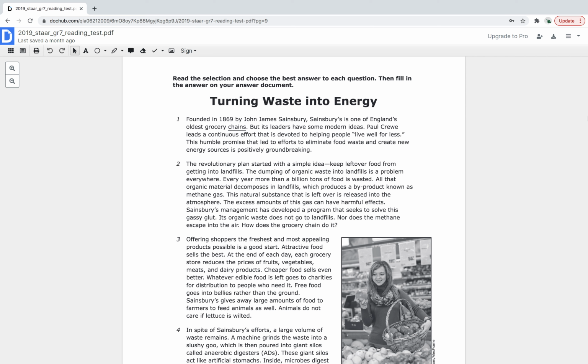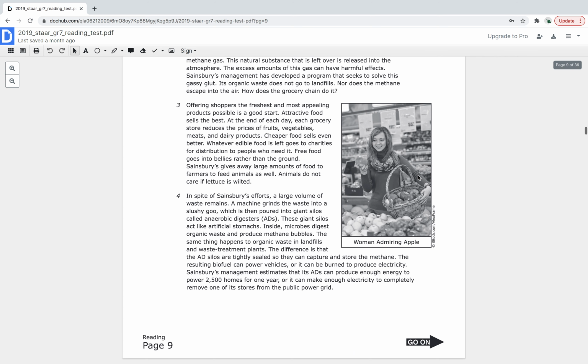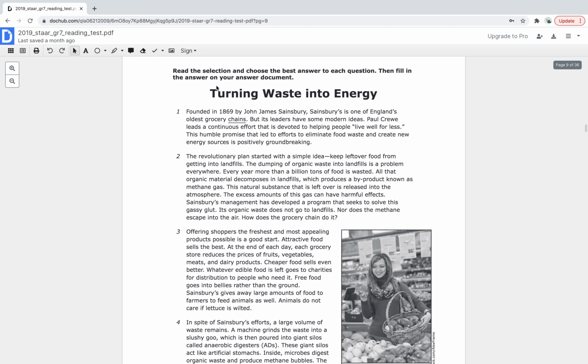Hello everyone, today I will finally be posting another 7th grade reading STAAR test review, and today we're going to read an article called Turning Waste into Energy.